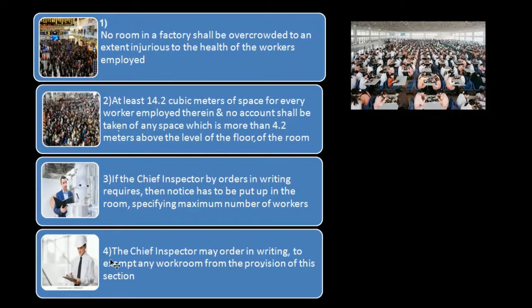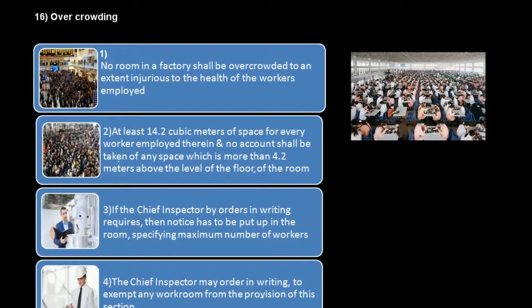Now we will see subsection 4, which says that the chief inspector may order in writing to exempt any workroom from the provisions of this section. That means power is given to the chief inspector to exempt any workroom from the provisions of this section, that is overcrowding. So this was all about section 16, overcrowding.